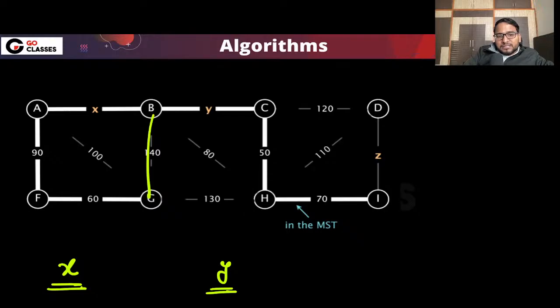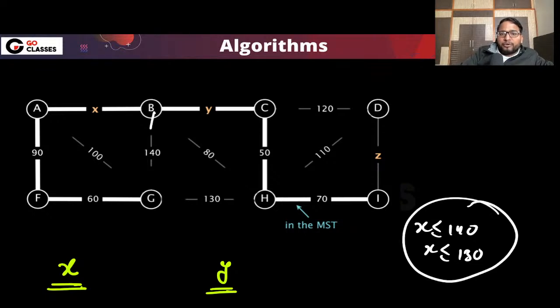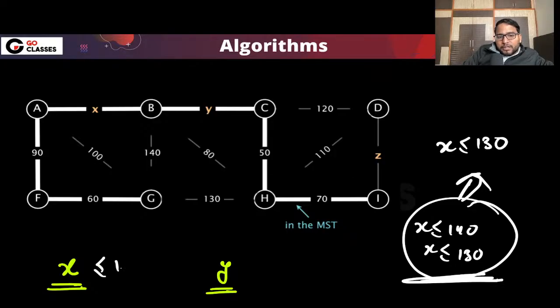Since this is forming a cycle with x, x must be less than or equal to 140. What about this? Is this forming a cycle with x? No. Is this forming a cycle with x? Yes. So x must be less than or equal to 130 also. Even though you bring these, this will not matter. Since it must be less than or equal to 130 and less than or equal to 140, eventually x is less than or equal to 130.